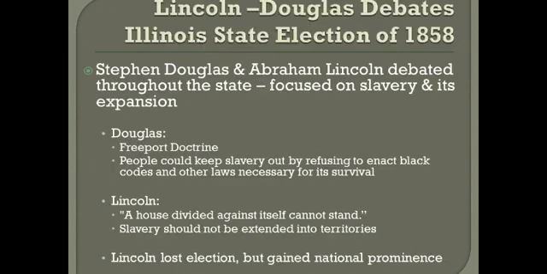All right. So, Lincoln-Douglas debates. Lincoln didn't just start out running for president. He actually originally ran against this guy, Stephen Douglas, in the Senate election of 1858, okay? They both debated throughout the state, and they focused on slavery and its expansion.